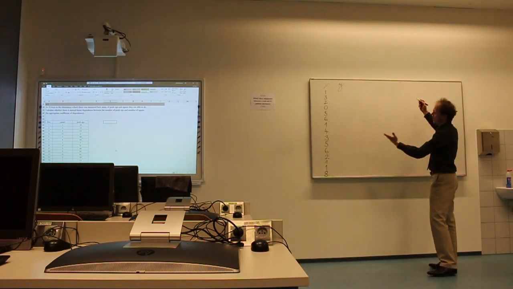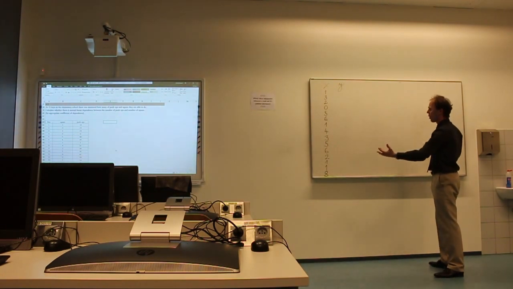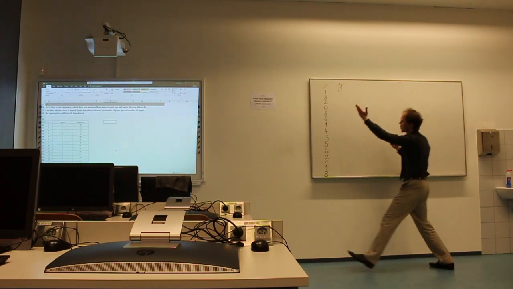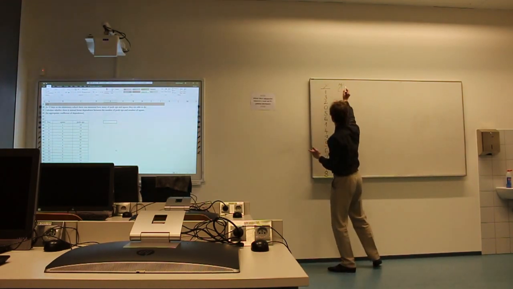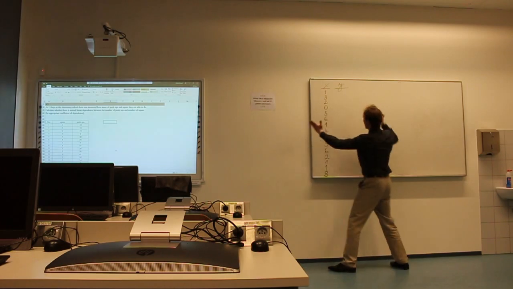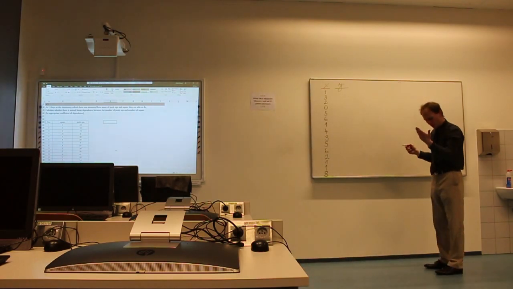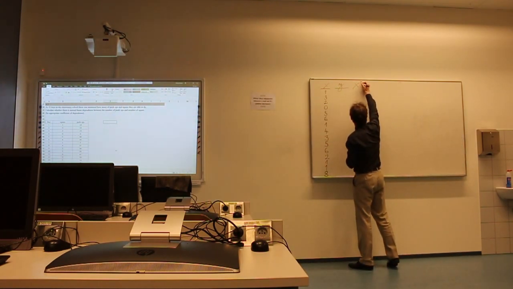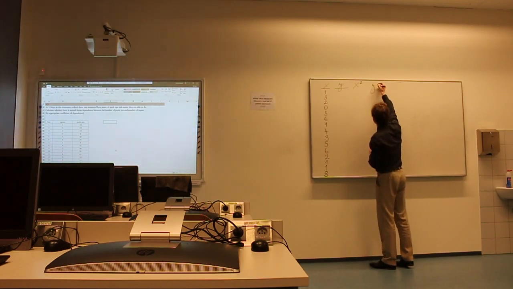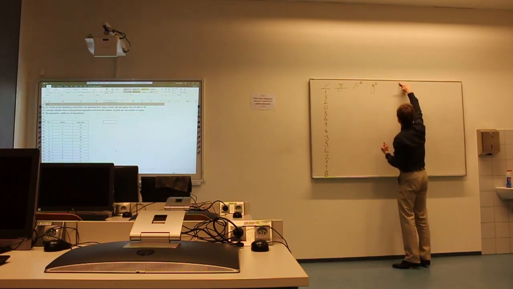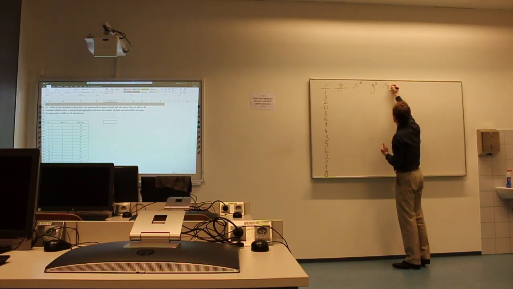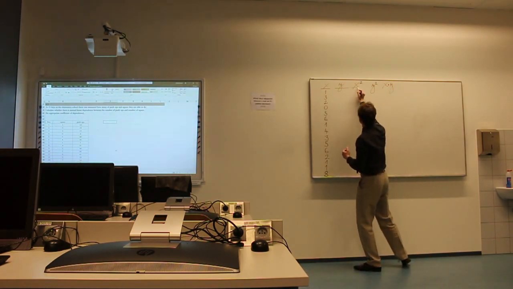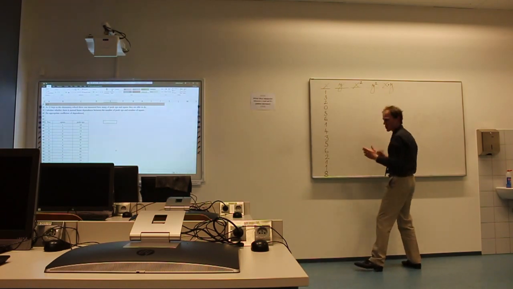Maybe I will do these calculations in Excel because it will take a lot of time. So there will be variable x, there will be variable y. We need at least 3 more columns: variable x squared, variable y squared, and variable x times y. Yes, 3 new columns.